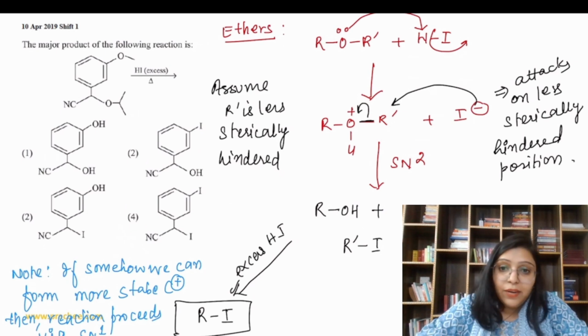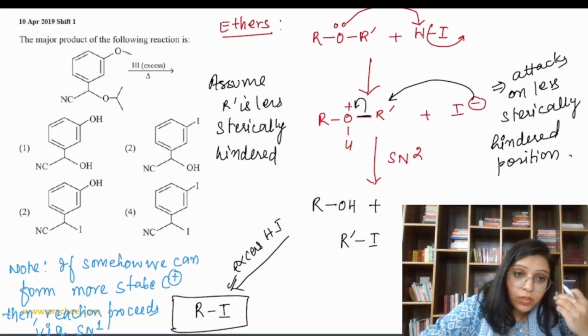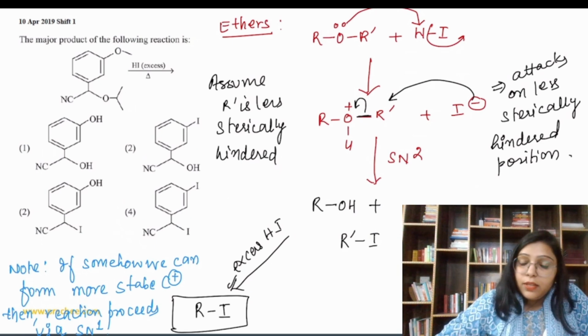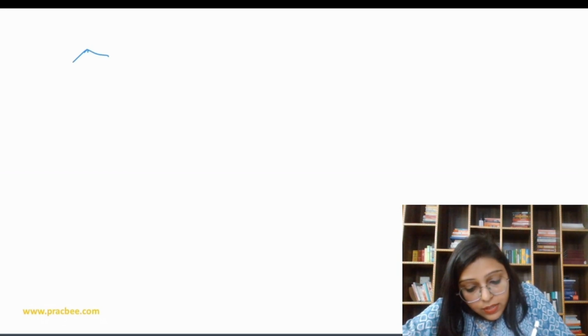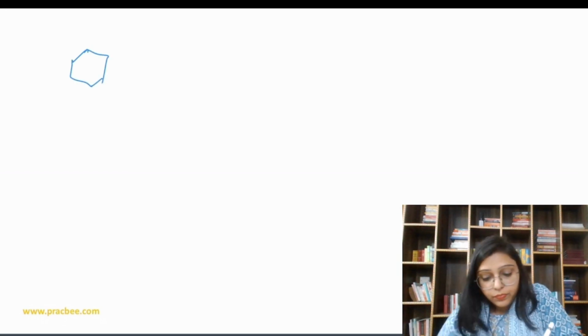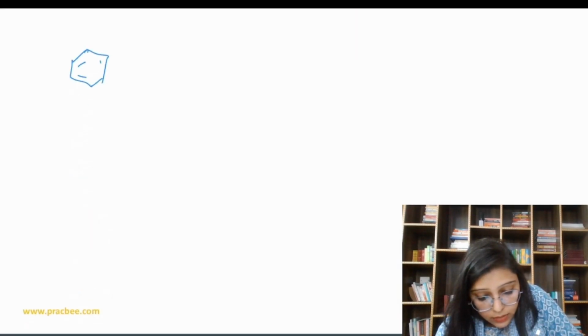Right, so this part we have to understand. Okay, this part we have to understand. Now, on the basis of the same concept, let us do this question. So how to do this question? If we have this one, this is going to be this one.